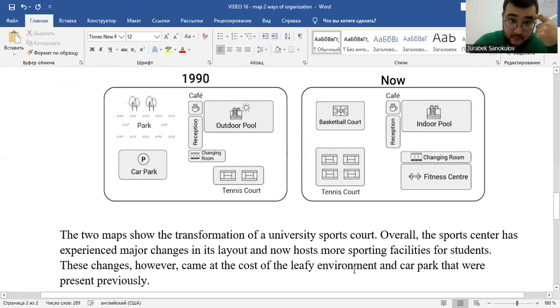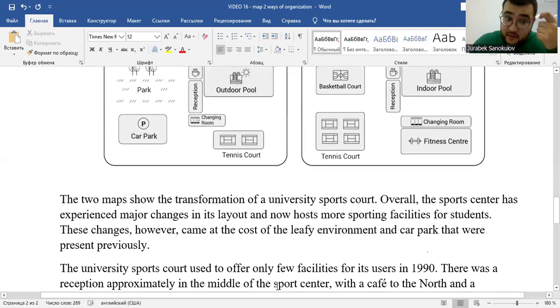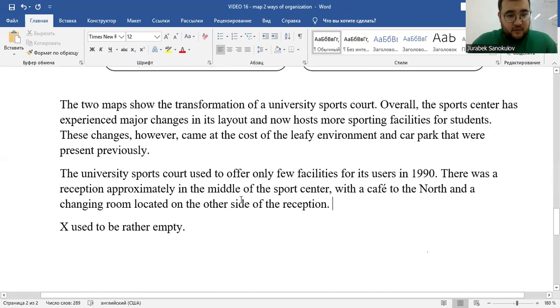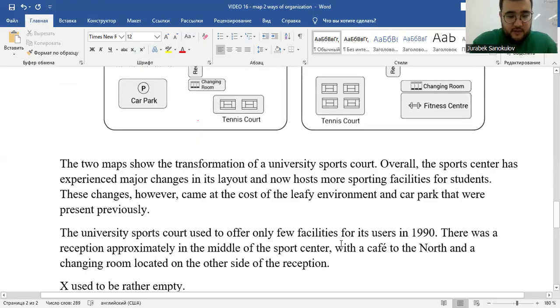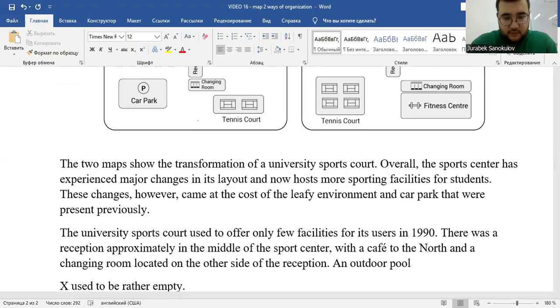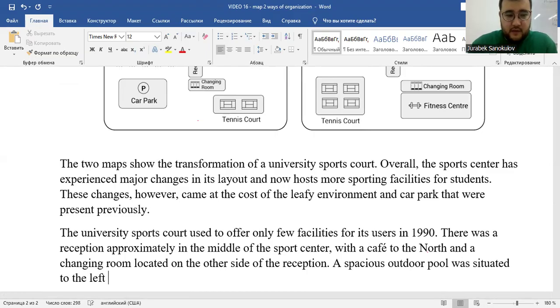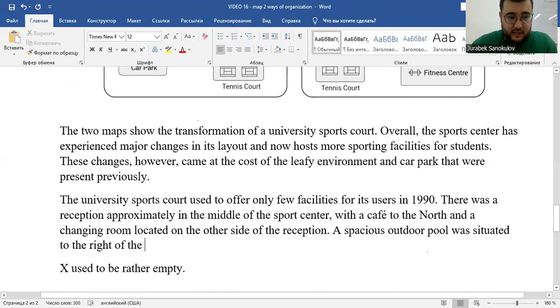Now the outdoor pool. I will describe the outdoor pool and tennis courts. An outdoor pool, a spacious, yeah, a spacious. Spacious basically means big. So the outdoor pool was situated to the right of the reception and cafe.